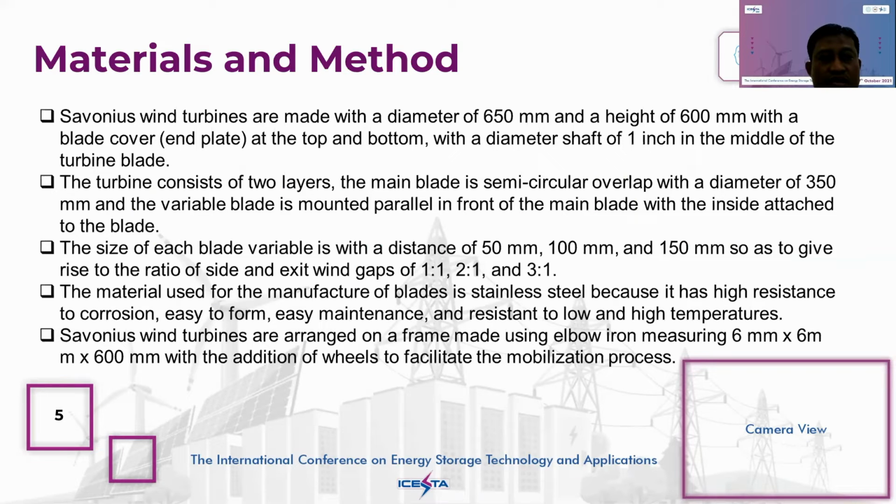Material and method. This is the Savonius wind turbine. We made it with a diameter of 650 millimeters and a height of 600 millimeters, with a blade cover at the top and bottom of the rotor. The shaft diameter is 1 inch in the middle of the turbine blade. We have some different inlet-outlet ratios: 2 and 2, 1 and 1, 2 and 1, and 3 and 1. This is also the single blade to analyze.